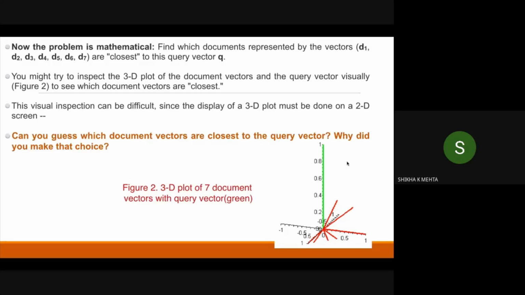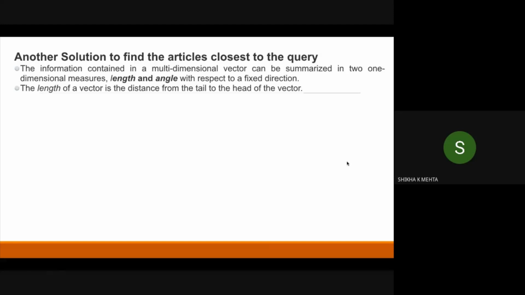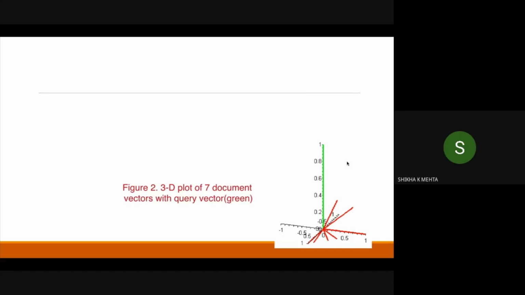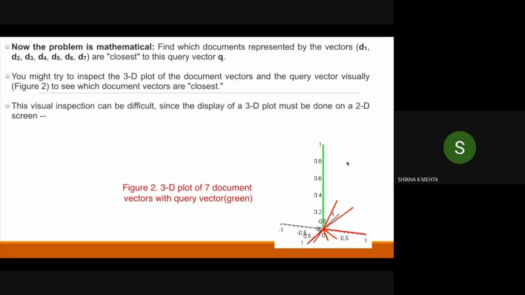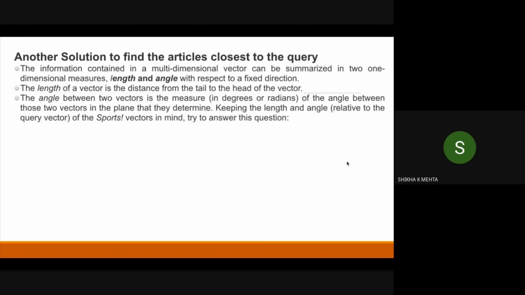Let us see, now you have answered this. The information that is contained in a multi-dimensional vector can be summarized as 2 measures: one is the length and another is the angle with respect to the fixed directions. The length of the vector is the distance from the tail to the head of the vector that you see over here. And the angle between two vectors is basically the measure of the angle between these two vectors in the plane.